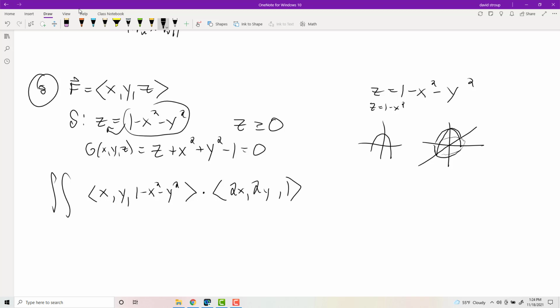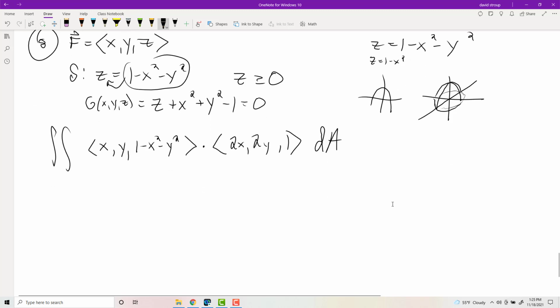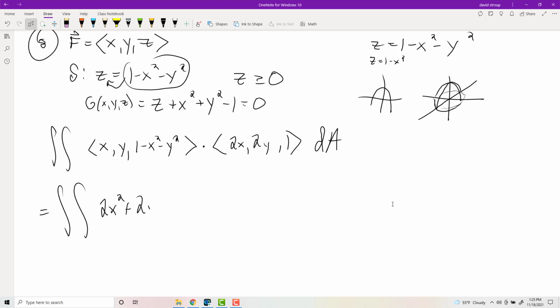the gradient of g, and you don't have to use the formulas. In the formulas you'll see it's like negative g with respect to x, that sort of thing. If you've rewritten it in the correct form by moving the 1 minus x squared minus y squared to the left side, everything should be good.